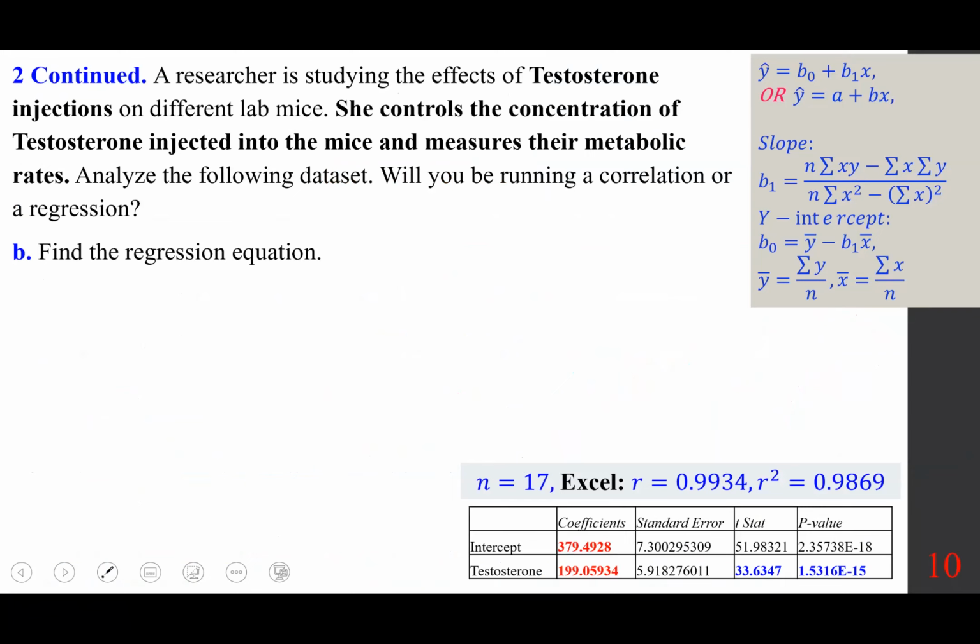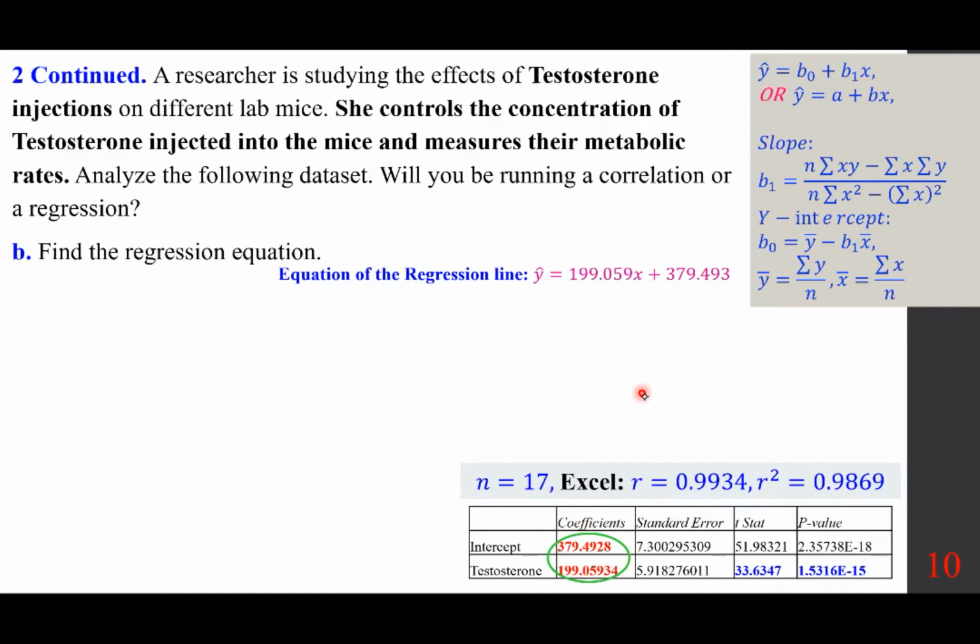We want to find the regression equation. Take a look at what we have here. Y hat is 199.05934x plus 379.493. How do you know that? This is the intercept. Okay, in case you're running Excel, this is how it looks.